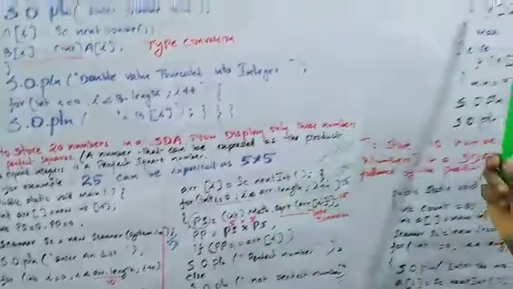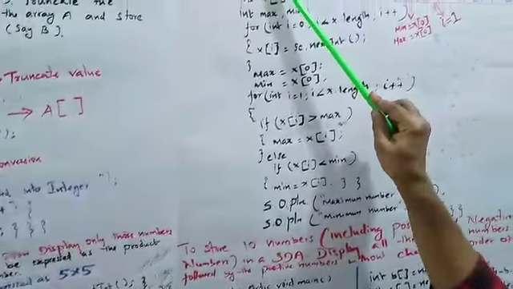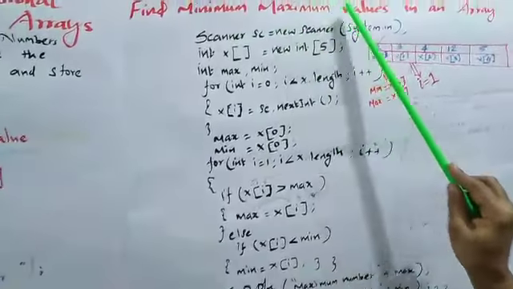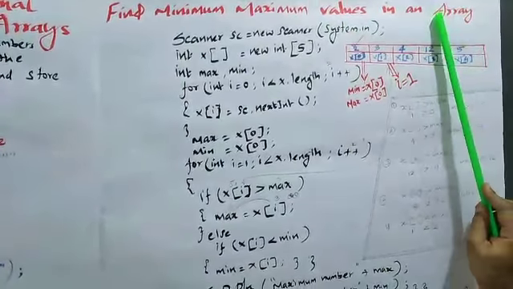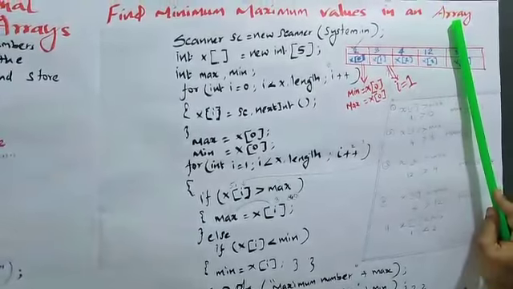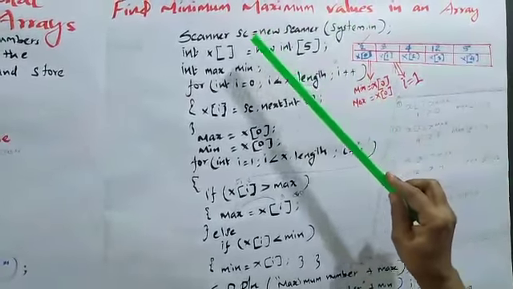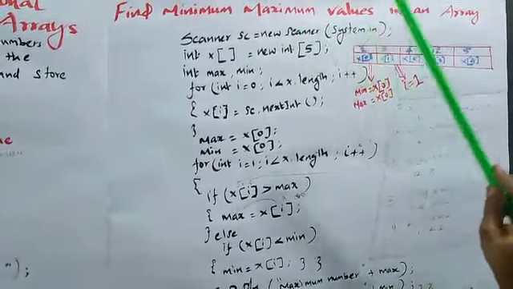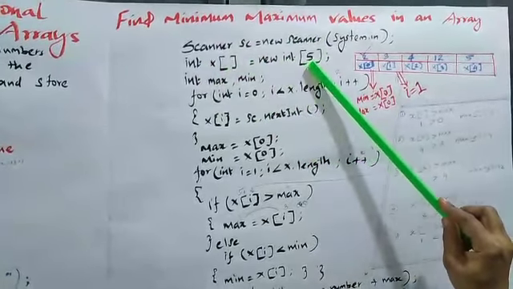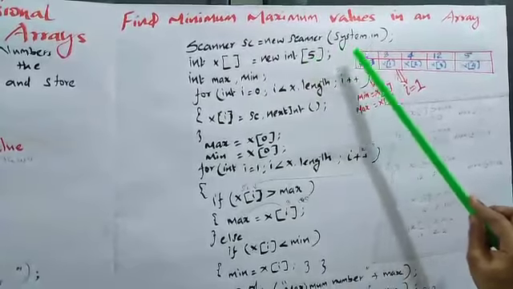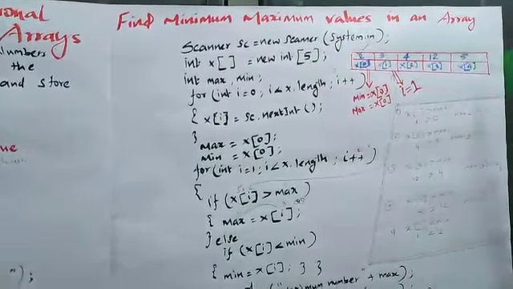Now come to the third program. In this program, you have to find out the minimum and maximum values in an array. The same way, you have to use the Scanner class. Then you have to do integer x of is equal to new int 5. That means how many elements you have to enter? 5 elements you have to enter.